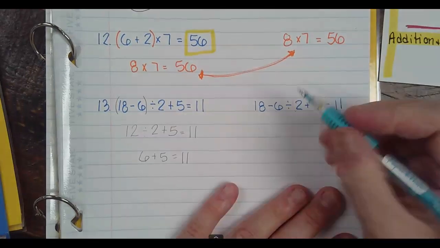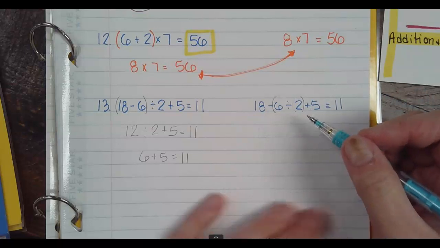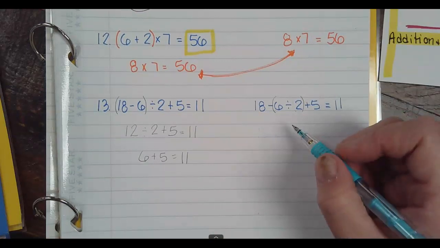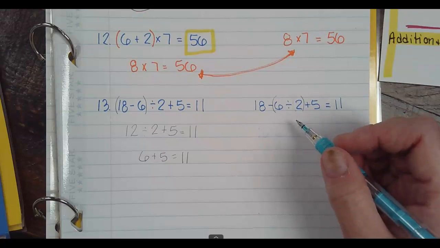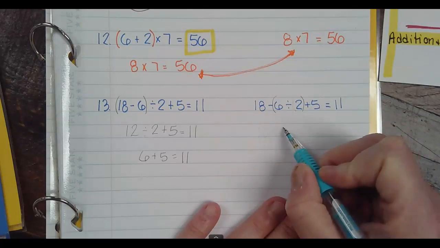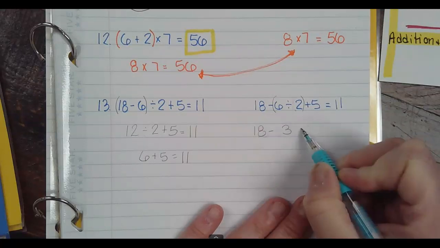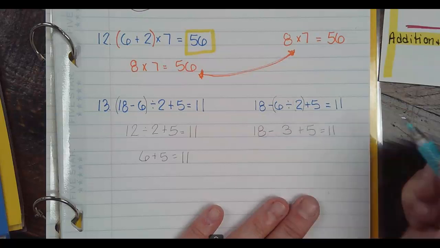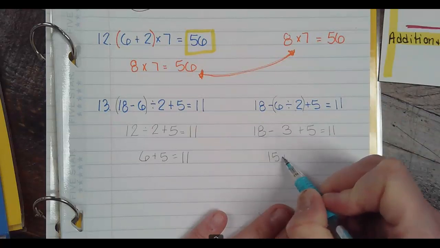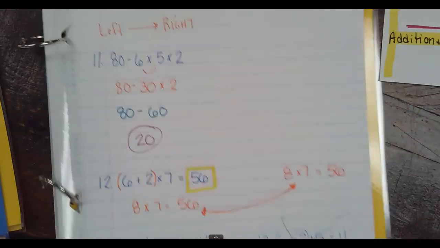I'm only showing you because you're going to have to problem solve. Sometimes problem solving is easy cheesy like my dumb luck, and sometimes it's try everything and then finally get the answer. That is called stamina. Stamina means you keep on. 6 divided by 2 is 3. 18 minus 3 plus 5. Is that going to get me to 11? No. Well, what's 18 minus 3? 15 plus 5 gives me 20. Again, dumb luck the first time. Okay, moving on to number 14.